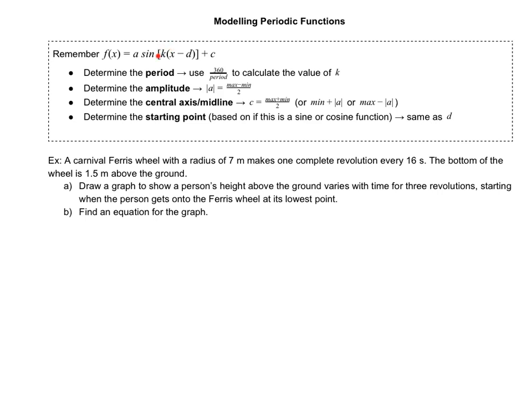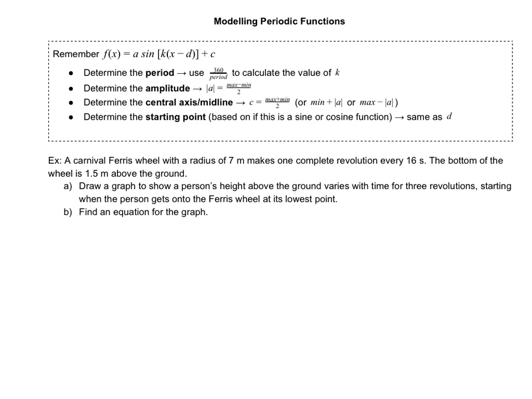Next, we have our K value, and that can be found once you've determined the period. If you do 360 divided by the period, you will get the K value. The phase shift or the D value depends on the starting point that you pick. It will either be on the midline, meaning it's a sine function, or the max or min, meaning it's a cosine function. And finally, C is that central axis or your midline, and that can be found by adding the max and mins and then dividing by 2.